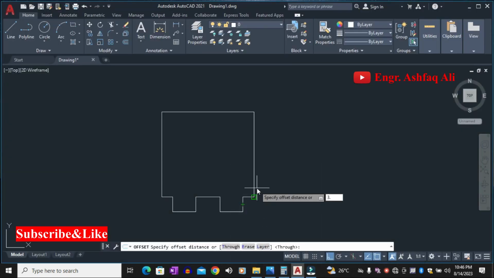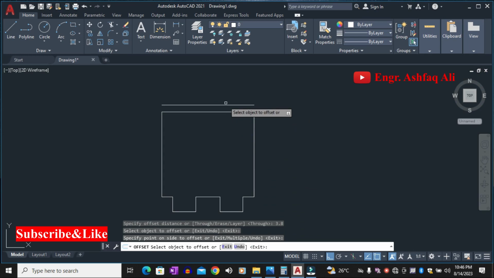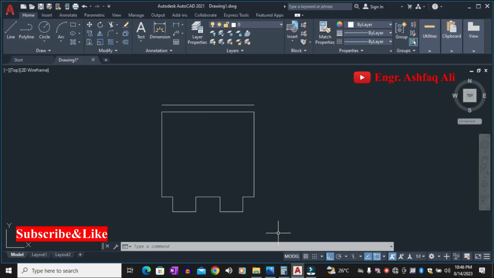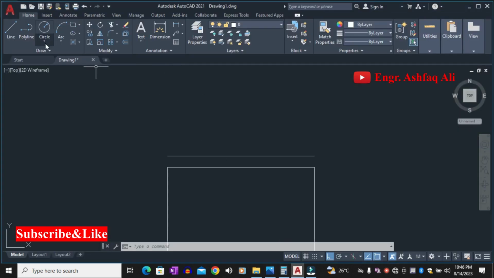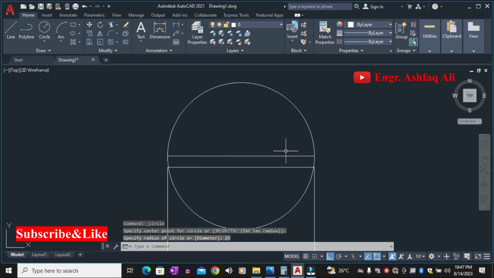Now I will give an offset of 3.5 to the above line. So I have set 3.5 offset distance. Now I will draw a circle of radius 25 on its center. So go to circle, center radius, click on the specific point, center point, midpoint of the line, and give a radius of 25 where it will meet the end point.